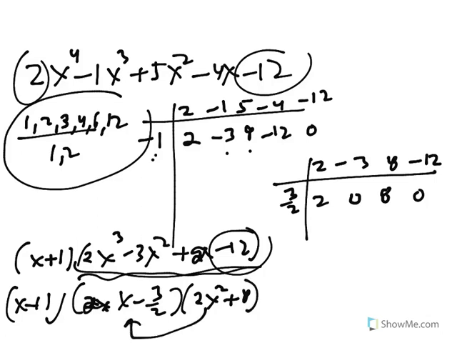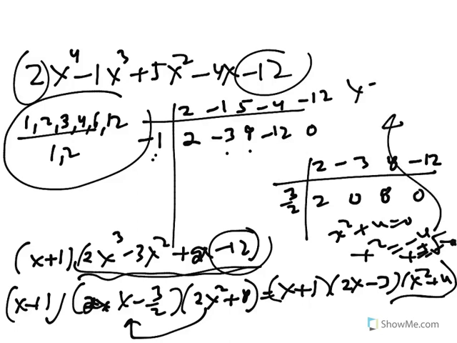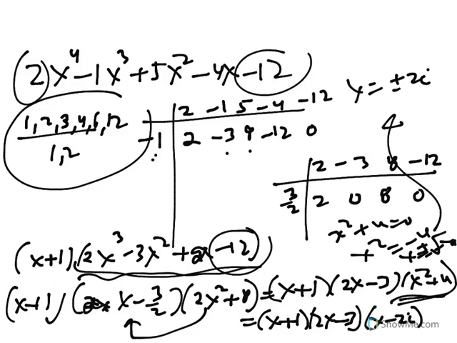Factor the 2 out of here and give it to this guy. It turns into x plus 1 times 2x minus 3 times x squared plus 4. Now I don't need the quadratic formula. I could just solve when does x squared plus 4 equal 0, when x squared equals negative 4, when x equals the square root of negative 4, or when x equals plus or minus 2i. So that means that this polynomial is x plus 1, 2x minus 3, and I'll factor it as x minus 2i and x plus 2i.